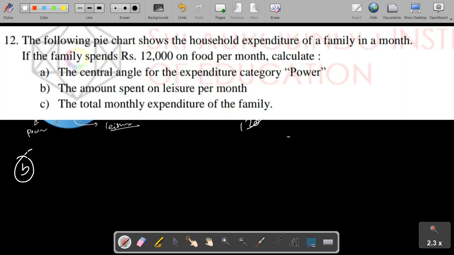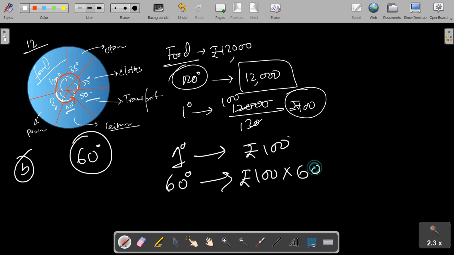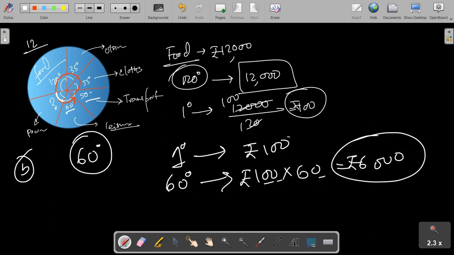Next, the amount spent on laser per month. What is the amount spent? For laser, the angle is 60 degrees. We know that for 1 degree the expenditure is 100 rupees. So for 60 degrees it should be 100 multiplied by 60, which gives you 6,000. So 6,000 rupees will be for laser.